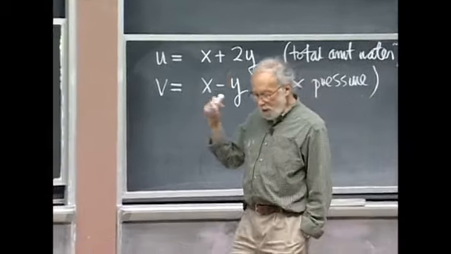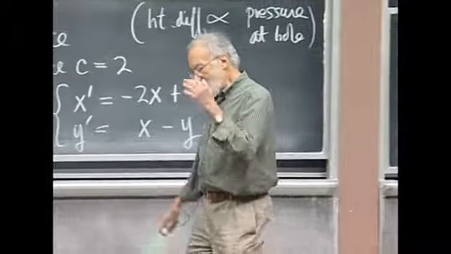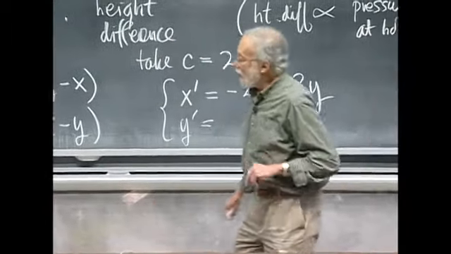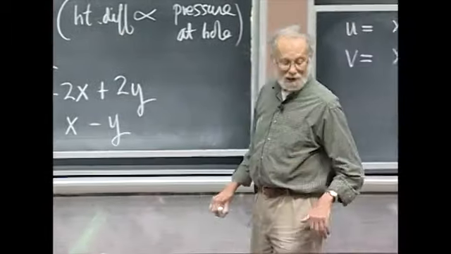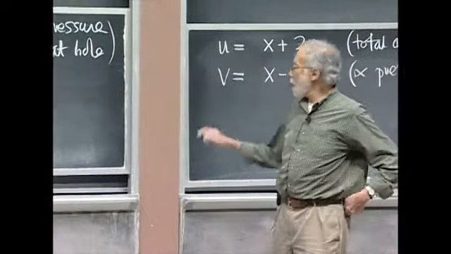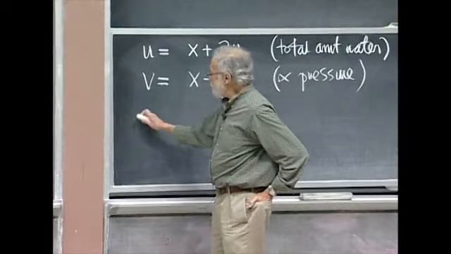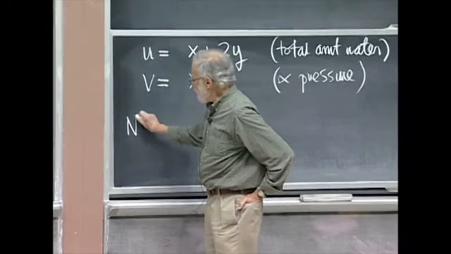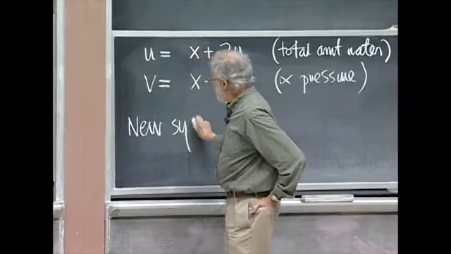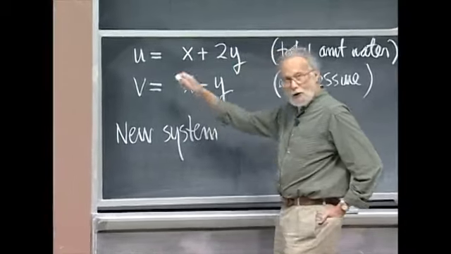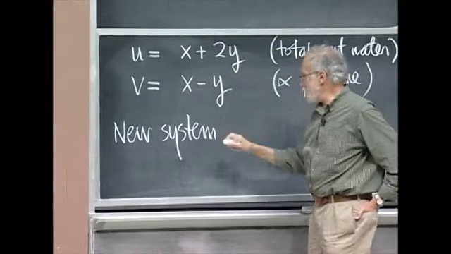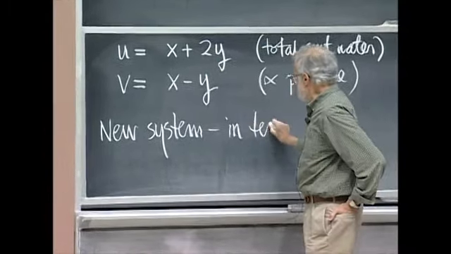Okay, now what I'm going to do is say, this is my change of variables, and now let's plug in and see what happens to the system when I plug in these two variables. Now, how do I do that? Well, I want to substitute to get the new system. The new system, or rather the old system, but in terms of u and v.